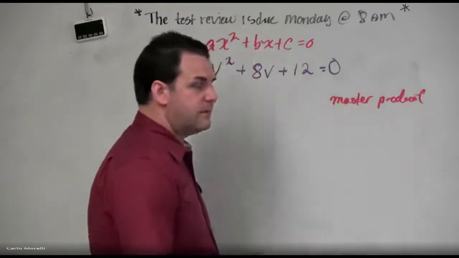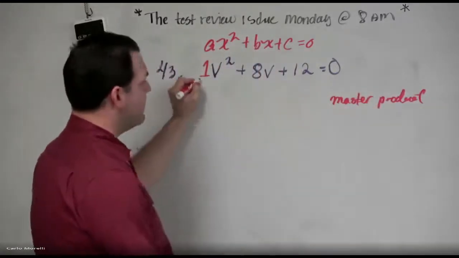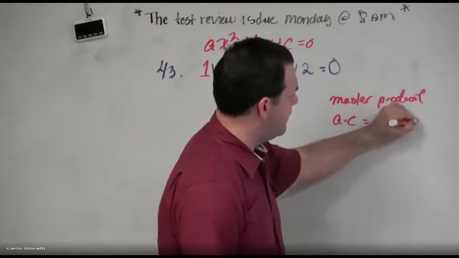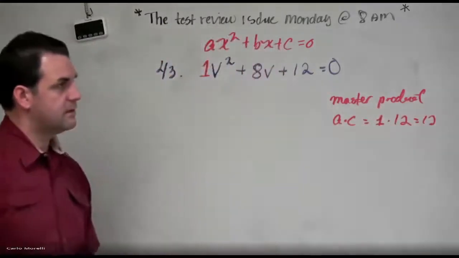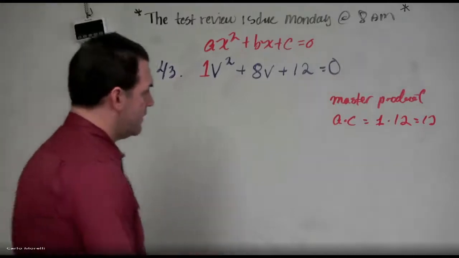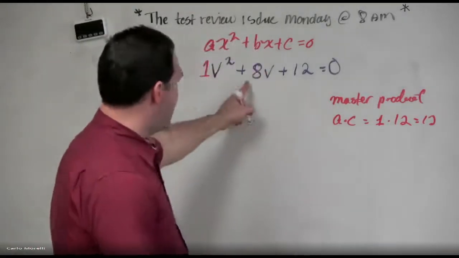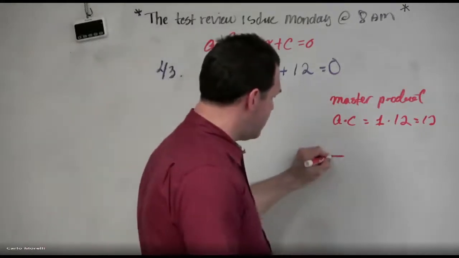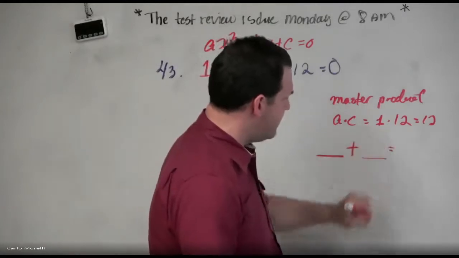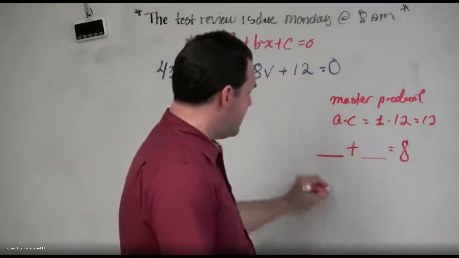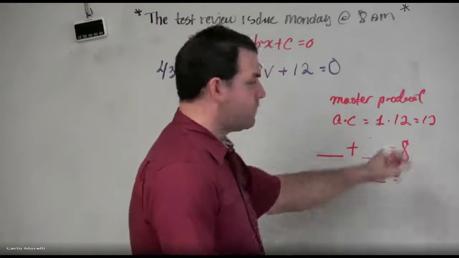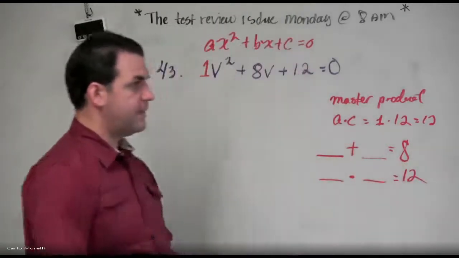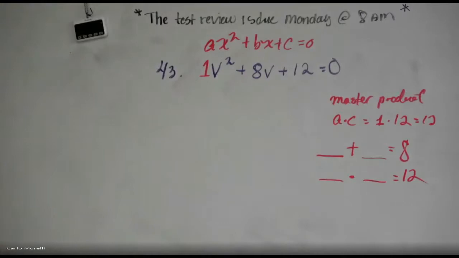This isn't really relevant for these simple quadratics, but it's good practice. The master product is A times C, which is equal to 1 times 12, which is just 12 in this case. Okay. And what you need to do is have two numbers whose sum is B. So I need two numbers whose sum is B, and B is 8. And whose product is the master product, which is 12. So think of two numbers that when you add them up, they're 8, and when you multiply them, they're 12.